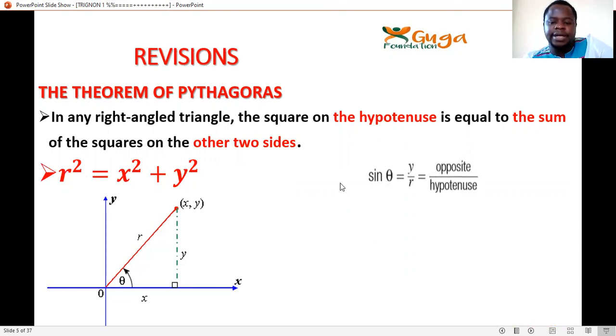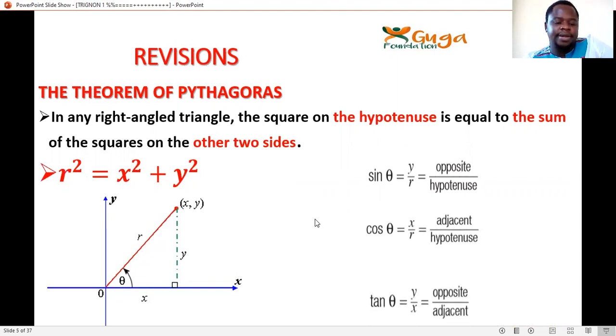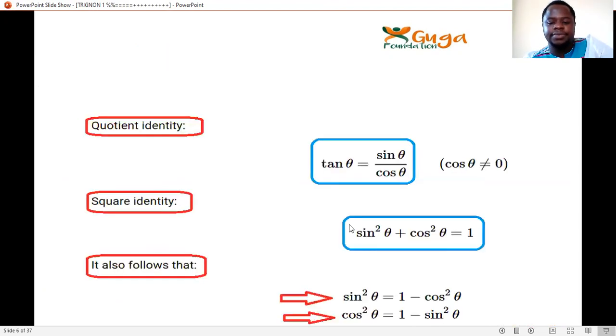And then for sine theta, you'll have opposite over hypotenuse, y over r. For cos theta, you'll have adjacent over hypotenuse, x over r. And for tan, you'll have opposite over adjacent, which is y over x.